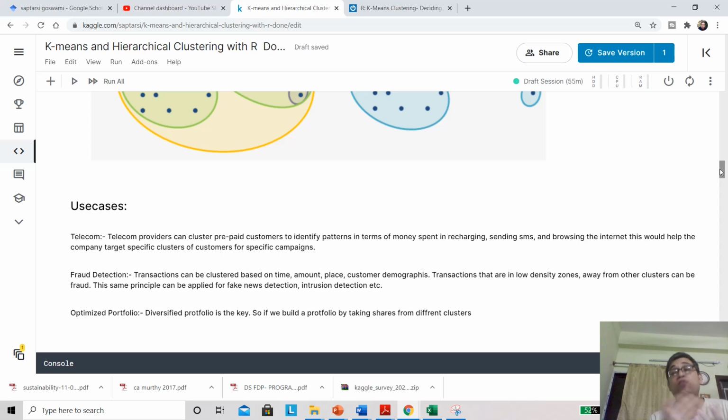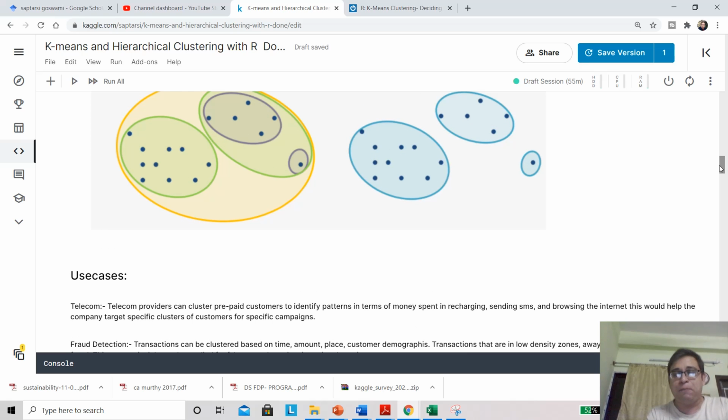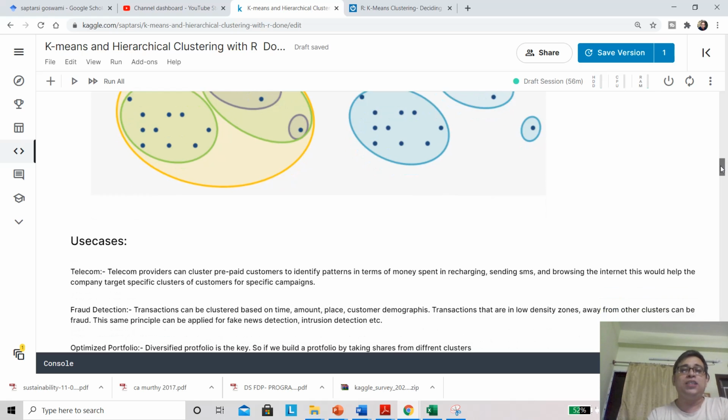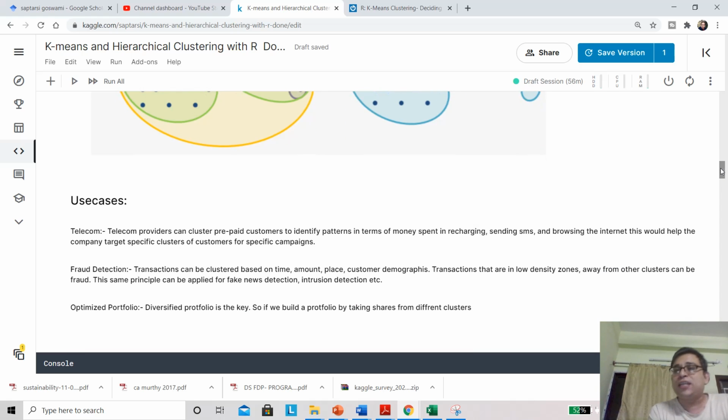Another application area is fraud detection. There is also one technique of clustering which is called density based clustering. Density based clustering simply means that the points are very close to each other. And if you look at this example, this point is actually quite far away from the majority of the points, right? So this point can represent an anomaly, and that anomaly can be a fraudulent transaction in case of a business transaction. The same analogy can be extended to fake news detection and intrusion detection problems.